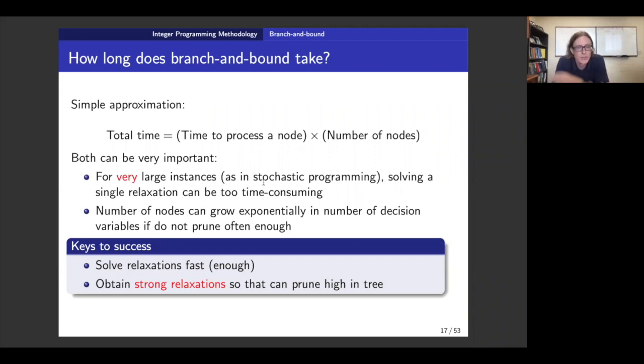And so you have to balance both, right? The key to success is that you have to somehow be able to solve the relaxations fast, or at least fast enough. But also you have to keep the strength of the relaxation. They have to be strong enough so that when you start this branch and bound process, you can prune many of the nodes and avoid this kind of exponential growth of the number of nodes. So it's a tall order, especially in stochastic integer programming, to be able to do both of these well.